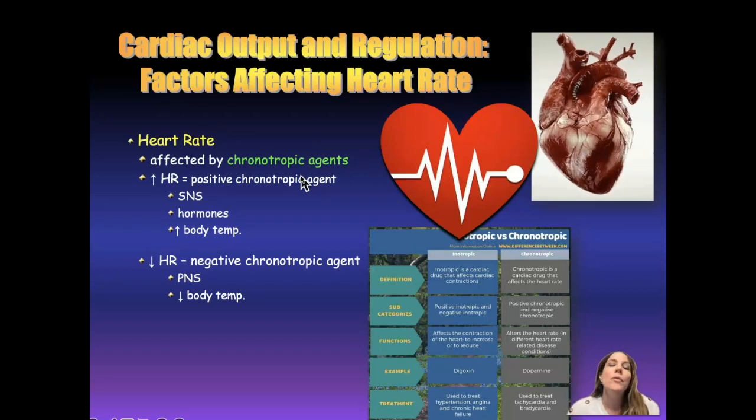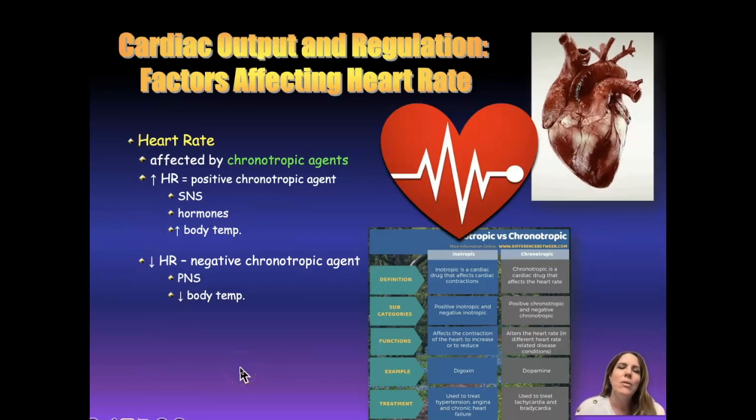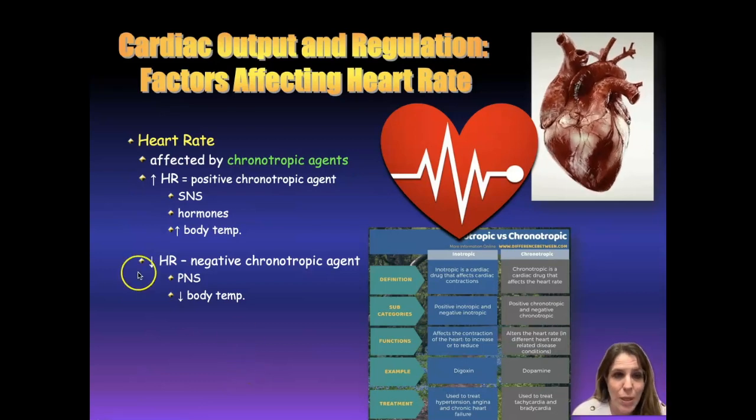So overall, heart rate is affected by chronotropic agents. In other words, things that either speed up the heart rate or slow it down. We can contrast that with something called inotropic agents. So inotropic agents are things that affect the strength of contraction of the heart, but chronotropic agents are things that affect the heart rate. And this chart right here gives you a comparison of those two concepts, dealing more with synthetic drugs that serve as chronotropic or inotropic agents. But for the next couple minutes, let's talk about things naturally in the body that serve as chronotropic agents.